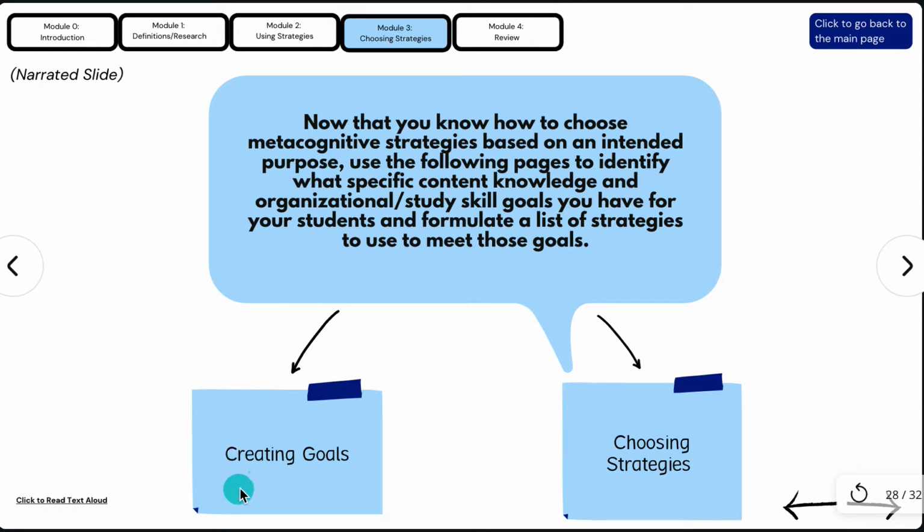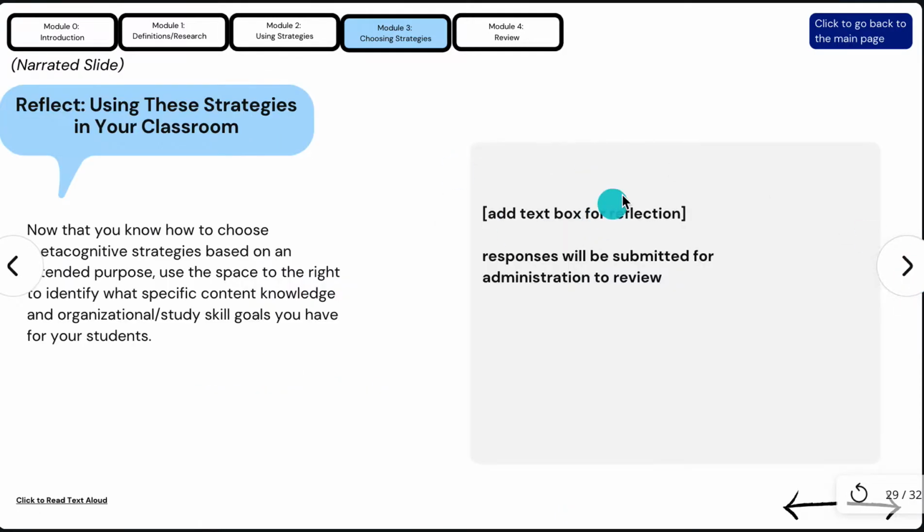The first thing they would do is create goals. There would be just some space for them to think about, okay, what do their students need in terms of retaining content knowledge? What do their students need in terms of organizational skills? Creating some goals there. There would be a text box for reflection.